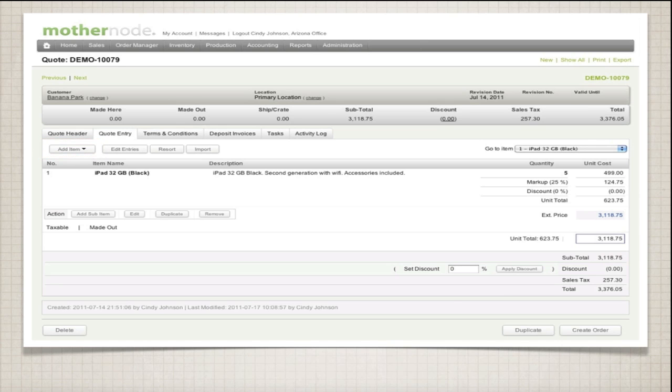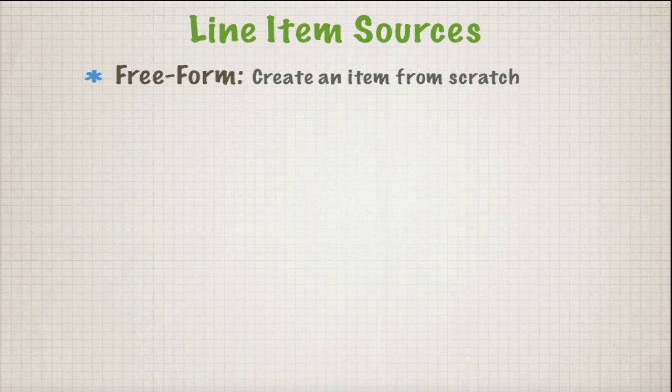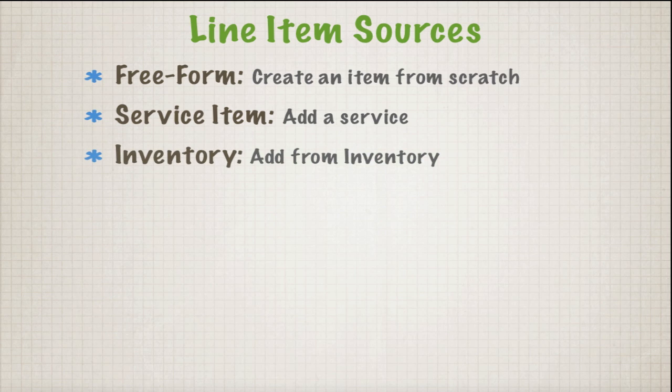Mothernode lets users add line items from a variety of sources. Freeform lets you add anything. It's a good option to build a line item from scratch, and is also an alternative to users that don't have access to the inventory module. Service items are predefined services your company offers your customers, from shipping to consulting to support and even training. Inventory is your listing of finished goods or products that you stock, sell, or broker.